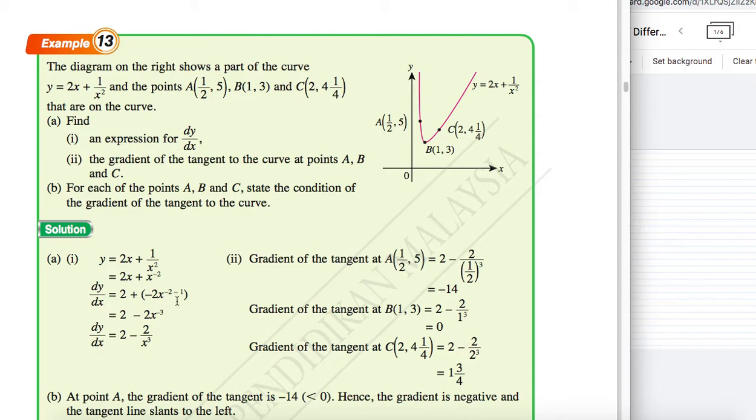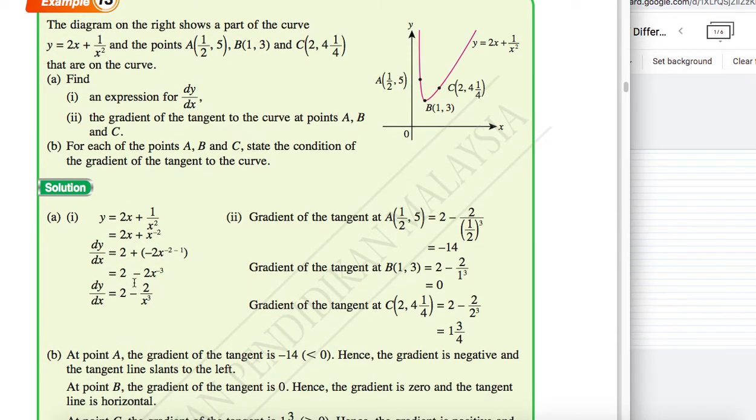When we differentiate, dy/dx equals 2 plus, the negative 2 goes in front, negative 2 times x to the power negative 2 minus 1, negative 3. And this is the gradient function. Okay, done with the expression. Part 2, gradient of the tangent. Now the question is asking for the gradient. Gradient means the answer is a number. What is a gradient? Kecerunan dia. At the tangent to the curve.